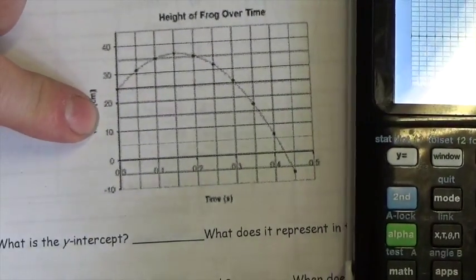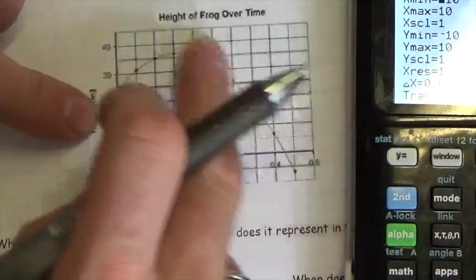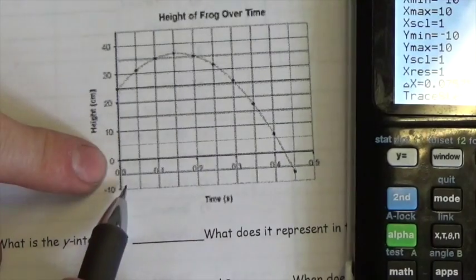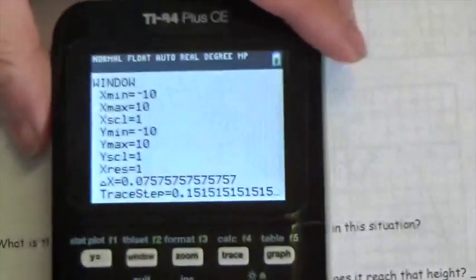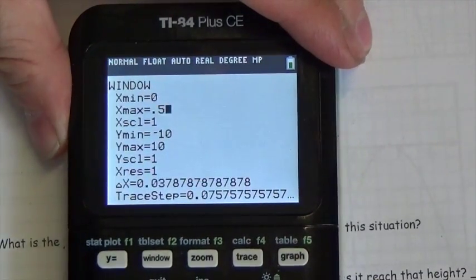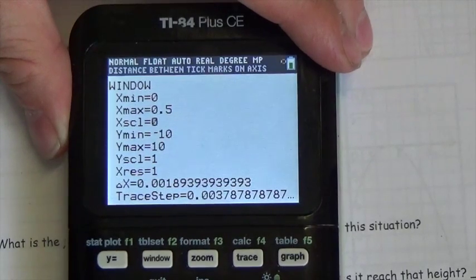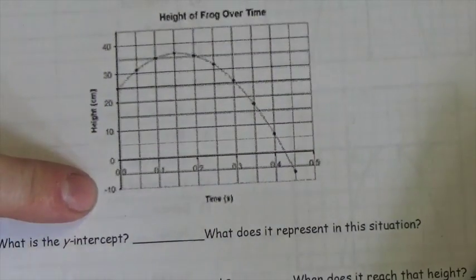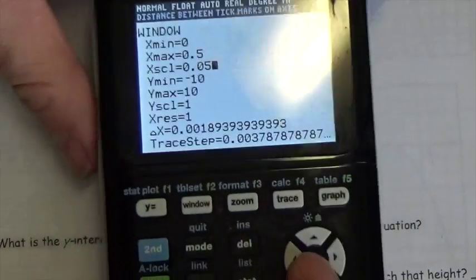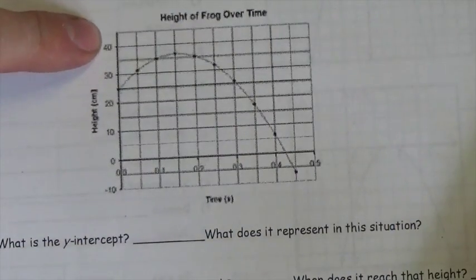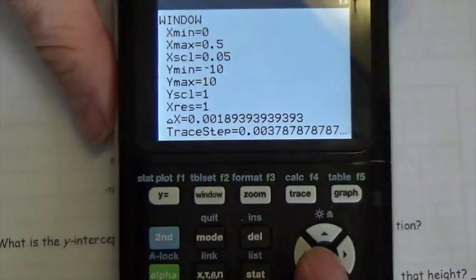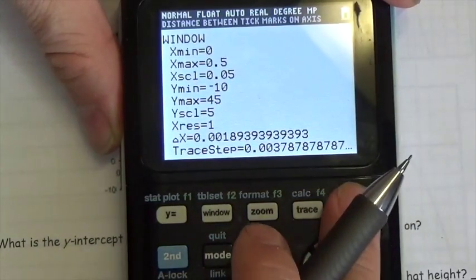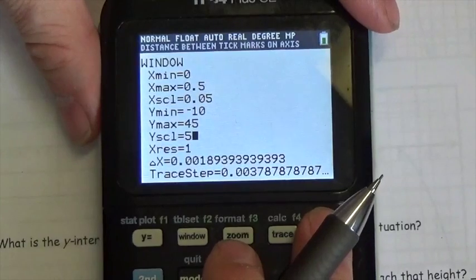What are they using for their window settings here? I'm going to go to my window, and I'm going to make my window match what I'm seeing here. Now, according to the x-coordinates, it looks like I'm going from 0 to 0.5, and I'm going up by 0.05. So this is going to be 0 to 0.5, and our tick marks here are going up by 0.05. Okay? My y minimum here looks to be negative 10. That's okay. But my y maximum here looks like it's going up to 45, and the graph appears to be going up by 5s. So 45 going up by 5s. Now, if I've interpreted the graph that they've given me here, what I get when I press graph should be very, very similar to what we're seeing there.